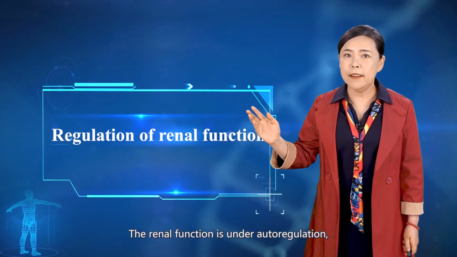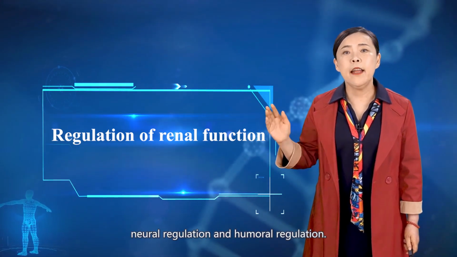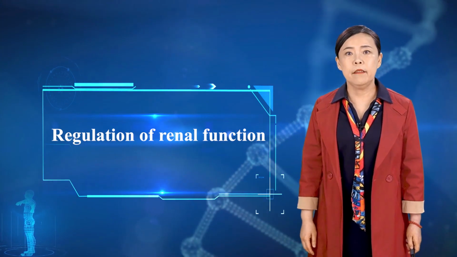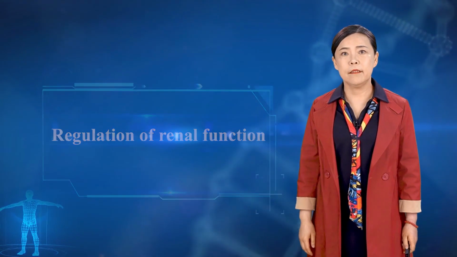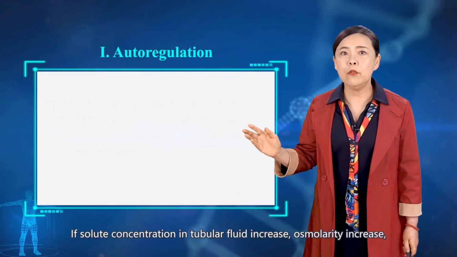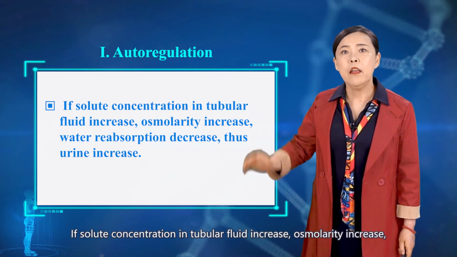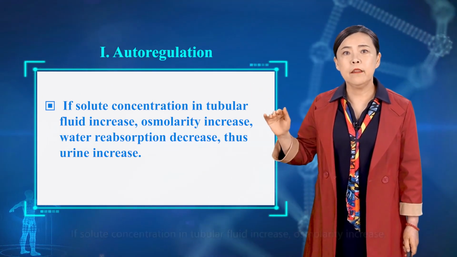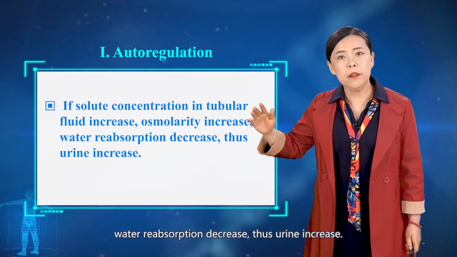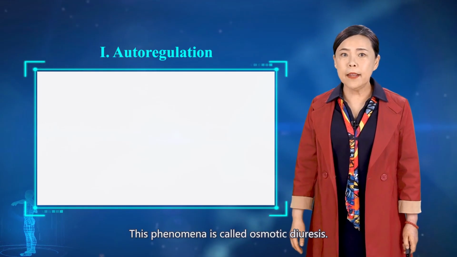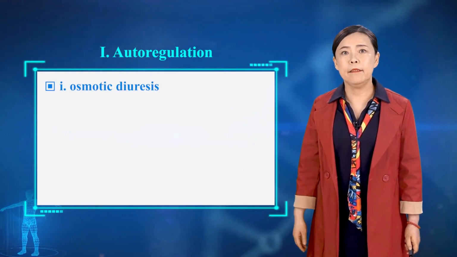Renal function is under autoregulation, neuroregulation, and humoral regulation. We introduce autoregulation first. If solute concentration in tubular fluid increases, osmolarity increases, water reabsorption decreases, and thus the urine increases. This phenomenon is called osmotic diuresis.